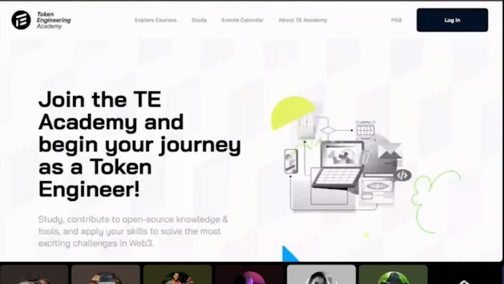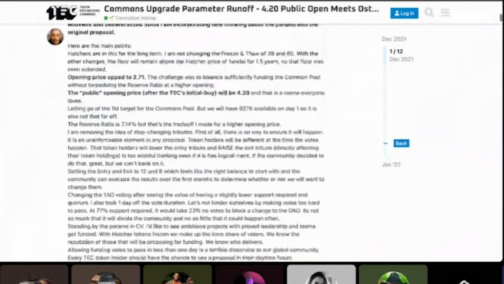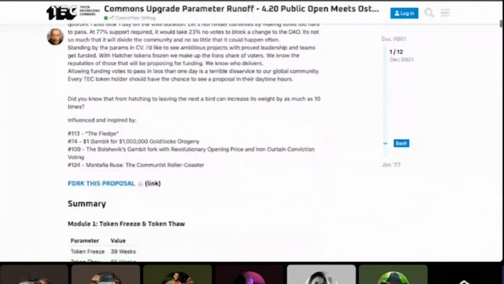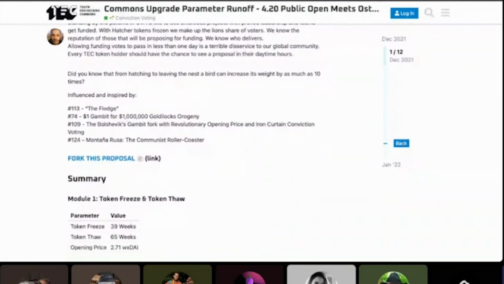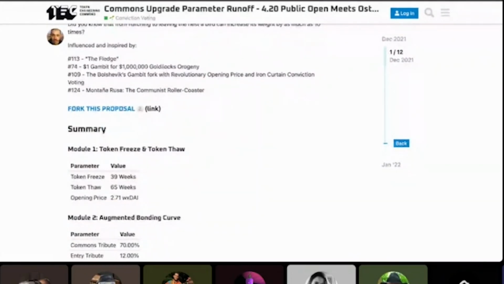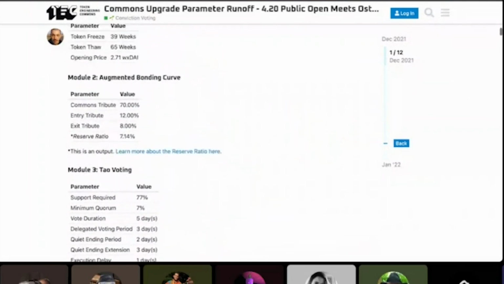One of the amazing aspects of this, if you ever get a chance to look at our forum, is that we had these proposals with different names: the $1 gambit, the $1 million Goldilocks orogeny, the Bolsheviks gambit. We had all these really creative inputs from people who technically weren't technical beforehand, but by allowing them to submit their own parameters for both the augmented bonding curve that we have, as well as the voting modules.